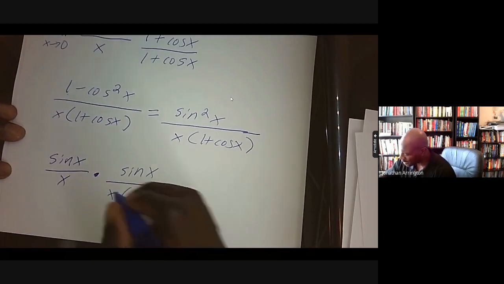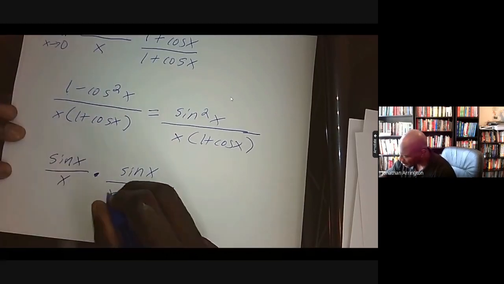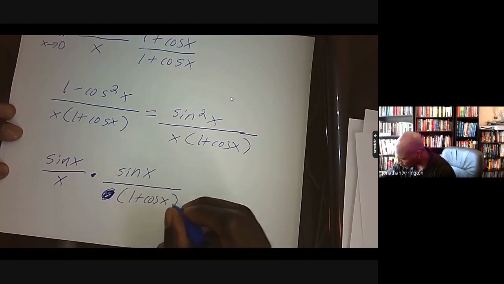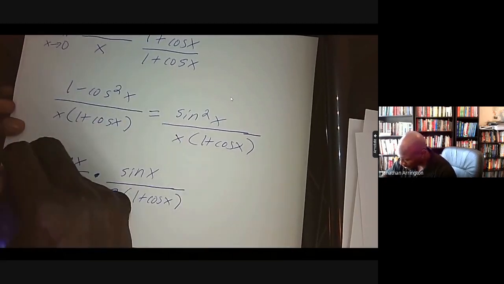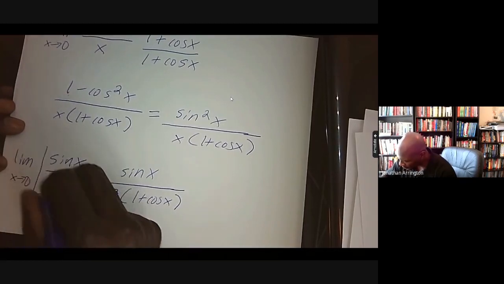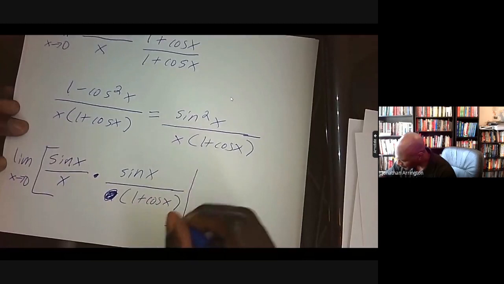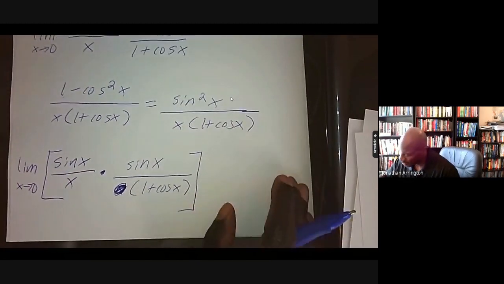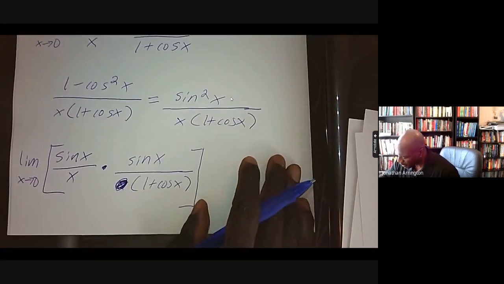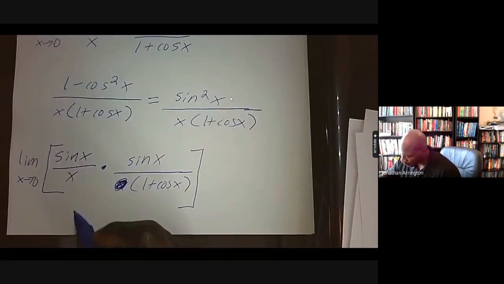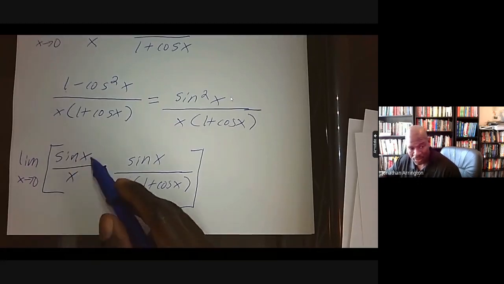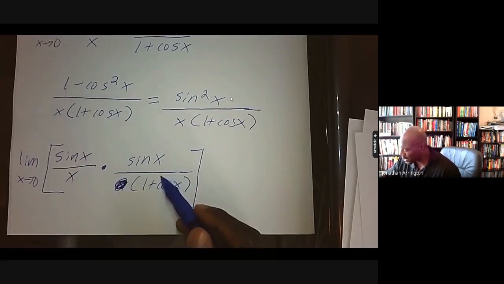Excuse me, not x. I used the x over here. So just sine x over 1 plus cosine x. So this is the limit of a product, taking a limit as x goes to 0. You might say, man, that's still crazy. Yeah, you're probably right. But let's look at this. I don't want to look at this one yet, because I'm going to address this one in great detail. I want to look at this one for right now.